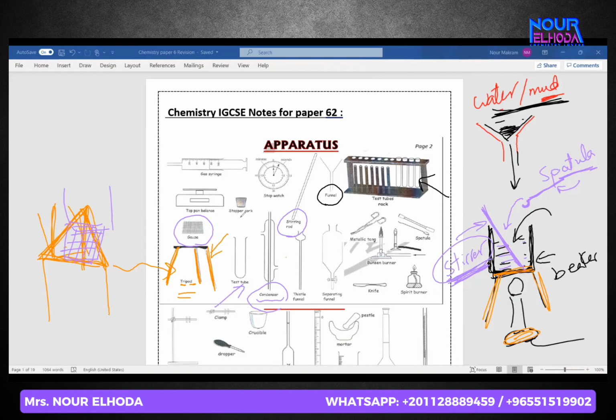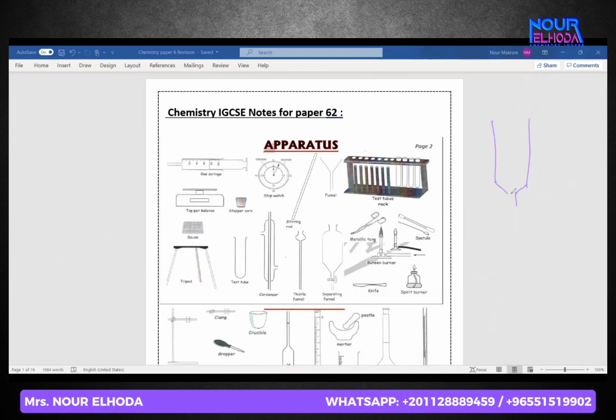I usually use the cork, of course, just to close the tube, I mean the test tube. It's easy. Separating funnel. What do I use the separating funnel in? Do you know? Separating two immiscible liquids. Exactly.